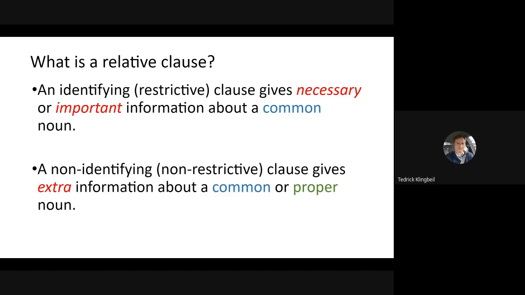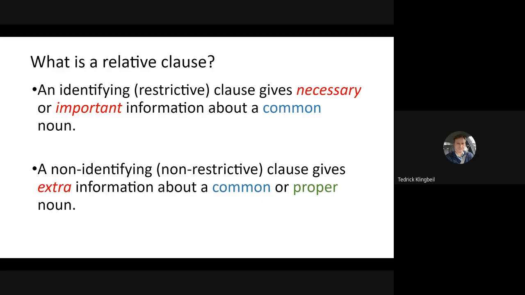What is a relative clause? It's an identifying or restrictive clause, and it gives necessary or important information about a common noun. Okay? So it's information that you cannot do without. It's information that the sentence will not make sense without. Okay. Now, a non-identifying or non-restrictive clause gives extra information about a common or proper noun. Okay. So, just to review right quick, an identifying restrictive clause gives information only about a common noun. A non-identifying or non-restrictive clause gives extra information about either a common or a proper noun.